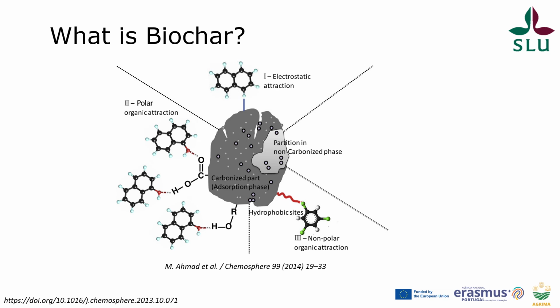These electrostatic and polar interactions are mainly important if you have higher oxygen and hydrogen content. If you move more to a very high temperature biochar, where there's mainly a high carbon ratio, we see that partitioning in the non-carbonized phase, so basically the organic micropollutants travel inside of the biochar, becomes way more important. And of course you also have the hydrophobic side and non-polar interactions and things like pi bonding, and those also usually become a bit more important when the carbon ratio increases.